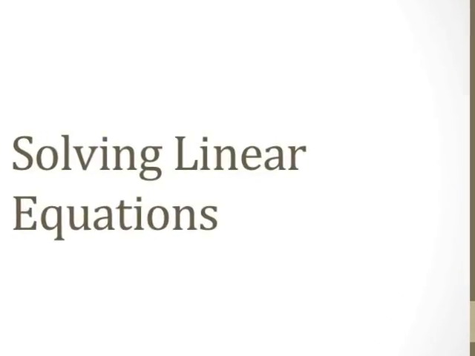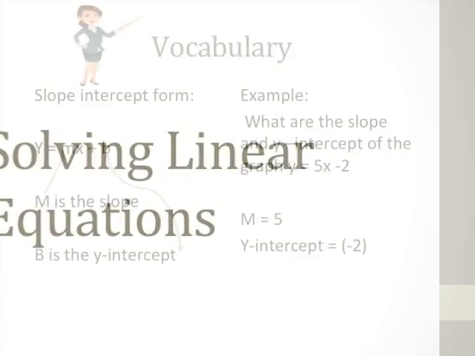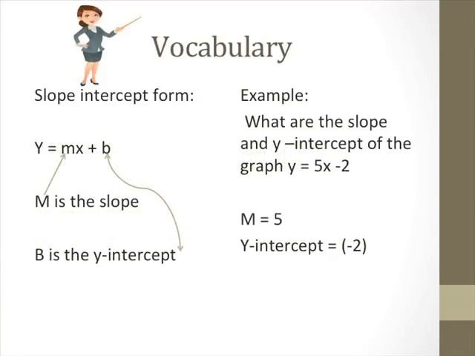Solving linear equations. Let's start off by identifying the slope-intercept form. The slope-intercept form is y equals mx plus b, with m being the slope and b being the y-intercept.